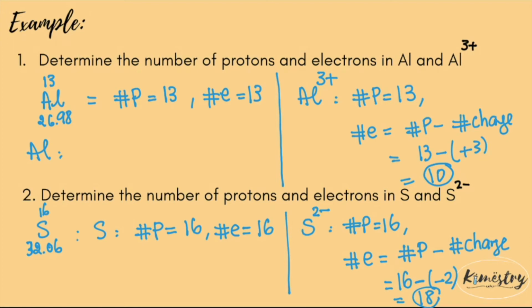Another way to find the number of electrons in an ion: you can just look at the positive or negative sign. If it has a positive charge, it lost electrons, so you take the number of protons minus the charge number. But if it has a minus, it gained electrons, so you would take the number of protons plus the charge number. Okay, so some more examples.